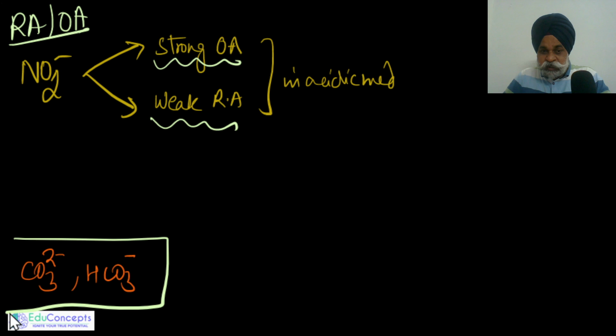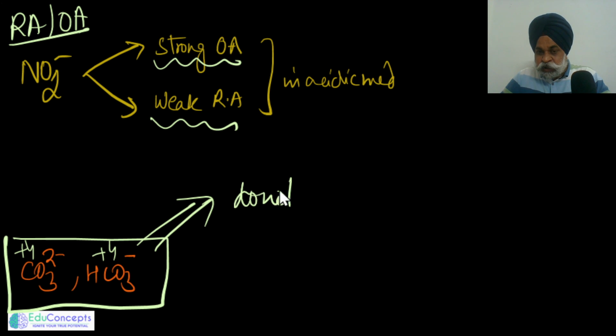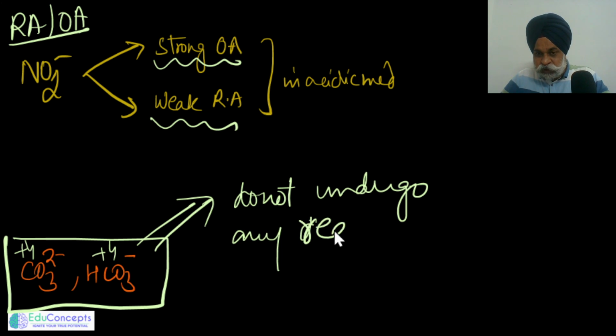And similarly, there are some anions, like the carbonate ion, which is in plus 4 oxidation state, that do not undergo any sort of redox reaction. So these anions we would segregate on the basis of acid base behavior or on the basis of precipitation. So this is the second thing which you always have to keep in mind.